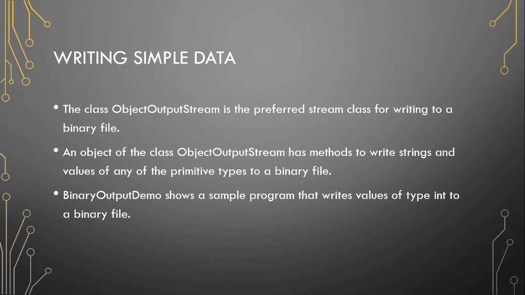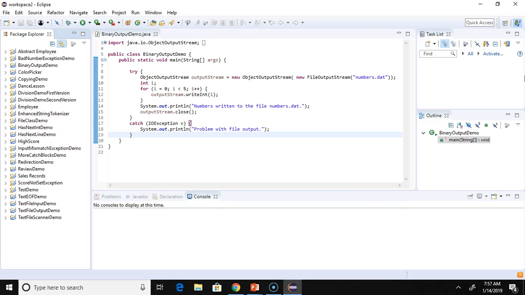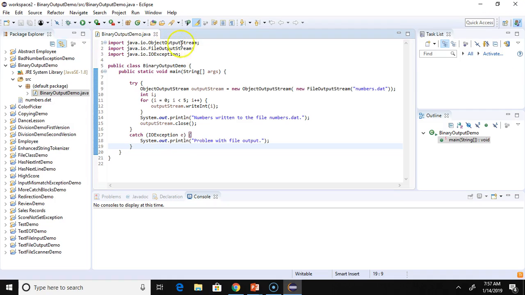Now, BinaryOutputDemo shows a sample program that writes values of type int to a binary file. So let's just go ahead and quickly pop over here to Eclipse. And you can see here I have a few import statements. I have ObjectOutputStream, FileOutputStream, and IOException. And what this does is it has a try block here that says to use ObjectOutputStream. New ObjectOutputStream, use numbers.dat. So it's going to write to this numbers.dat file.